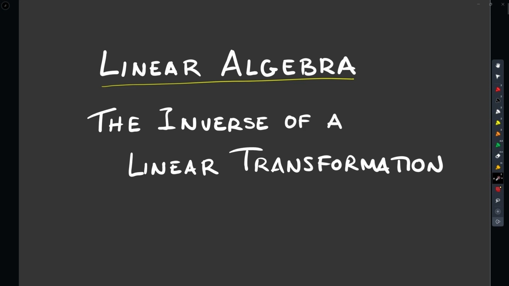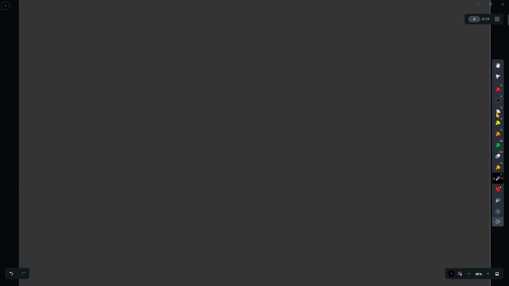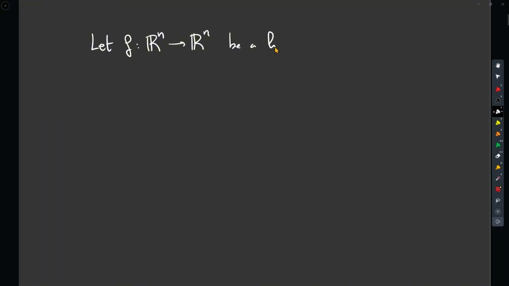Hello everyone. In this video we're going to be talking about the inverse of a linear transformation. So let's get right into it. Suppose I have a linear transformation, let f from Rn to Rn. So it's going from Rn to the same space Rn, be a linear transformation or a linear map.